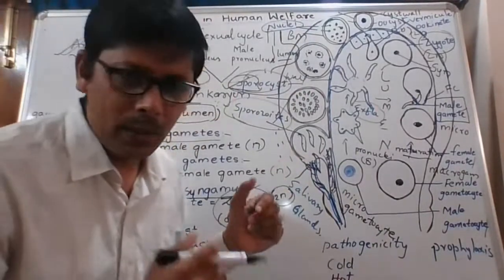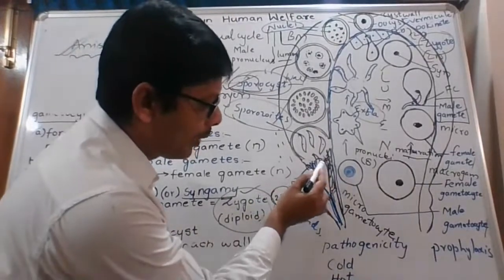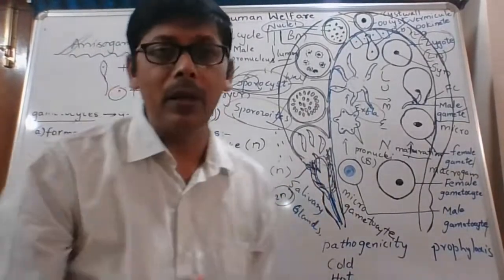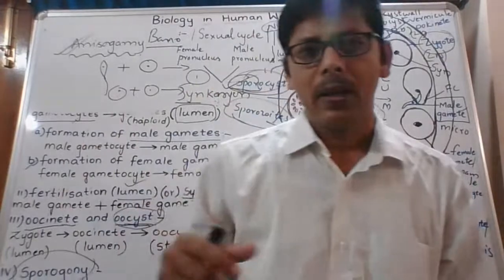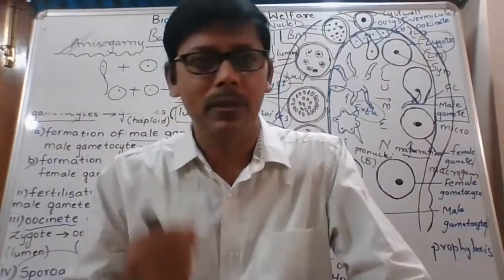Now they come to the hemocoel, into the hemolymph. From there they come to the salivary glands of the mosquito, where they reside.